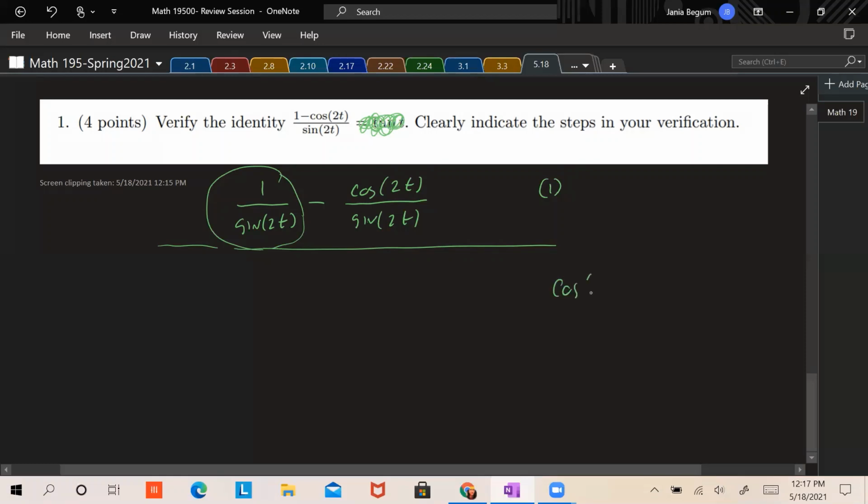So what is cosine 2t? That'd be cosine squared t minus sine squared t. That's one version. That's the one I asked you to remember, and the other ones you can always derive. Now what about sine 2t? What's the formula for that one? 2 sine t cosine t. Tell me one more time. 2 sine t cosine t. Yep.